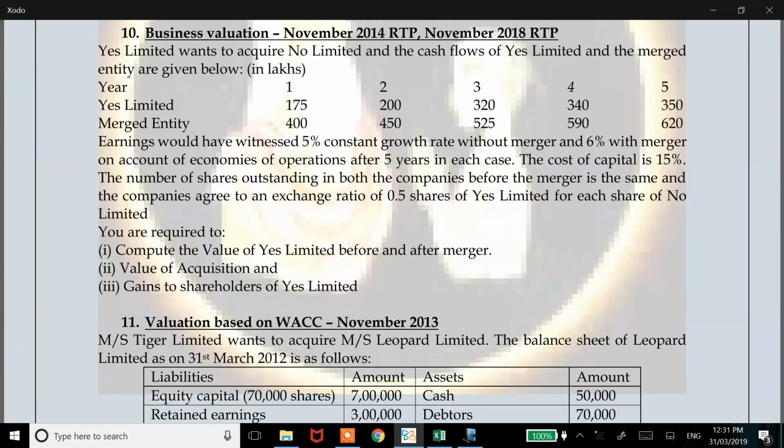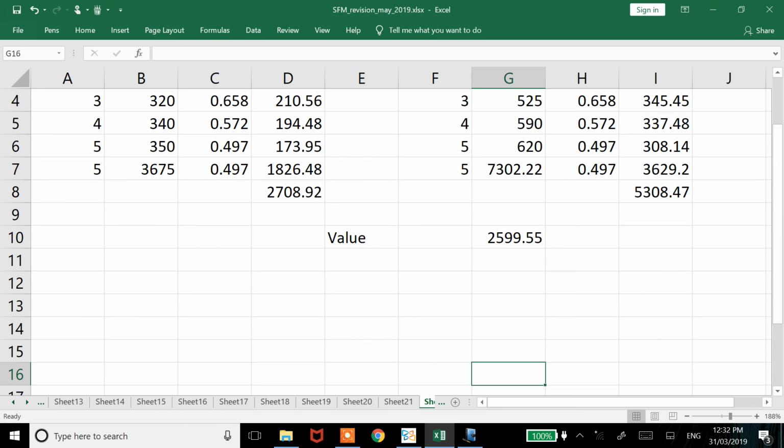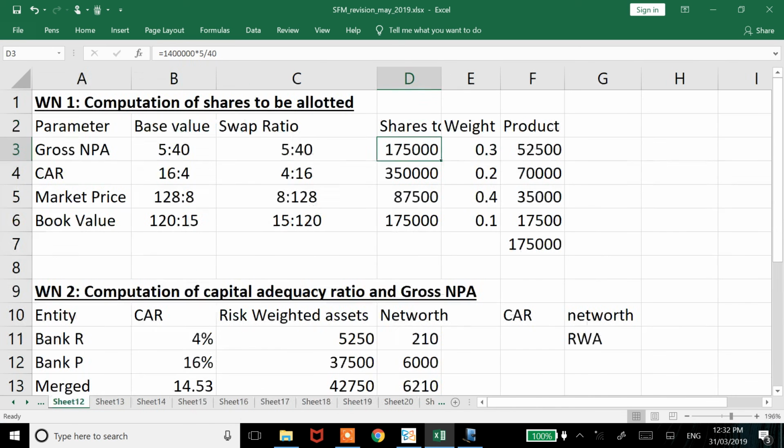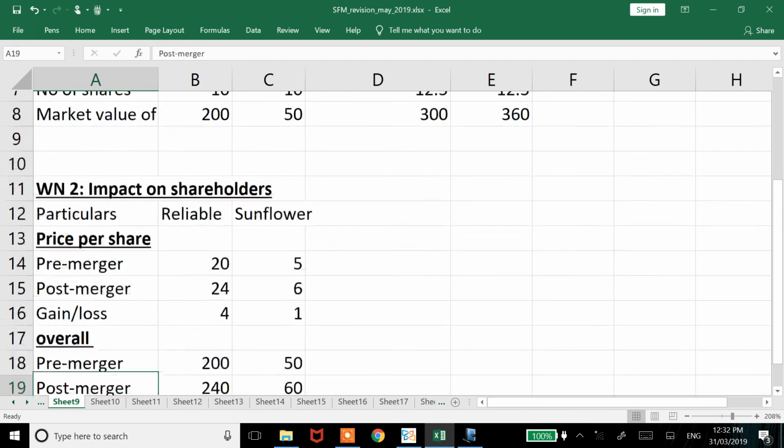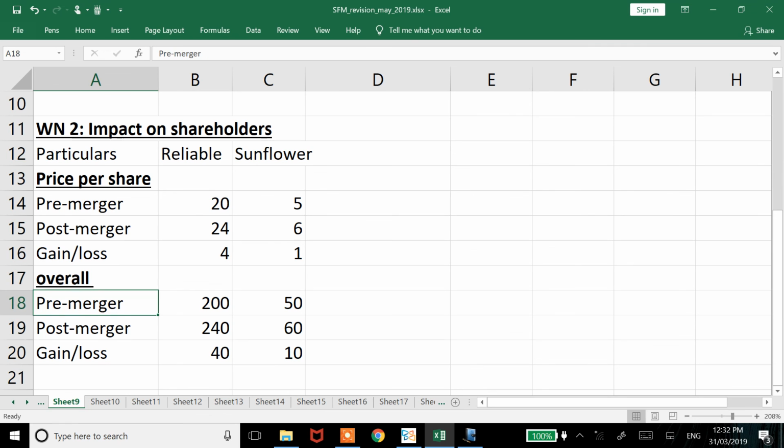They've asked for the gain to shareholders of S Limited. That is, S Limited wants to acquire No Limited, and the cash flows of S Limited and the merged entity are given below. I want to know what is the gain to S Limited. They have not asked for No Limited because I don't have the value for No Limited. Listen, if I have to calculate gain, I need this. Particulars: I'll need the overall value. Pre-merger, what is the overall value? Post-merger, what is the overall value? If I have these two, I'll get the gain to the shareholders of S Limited.